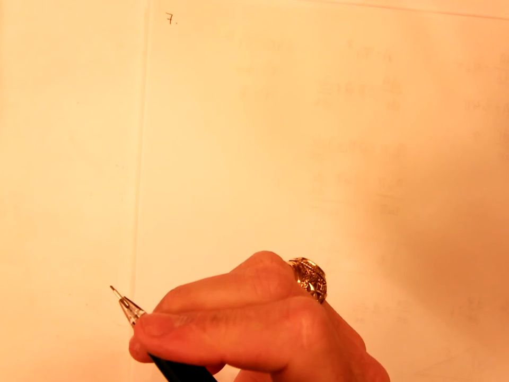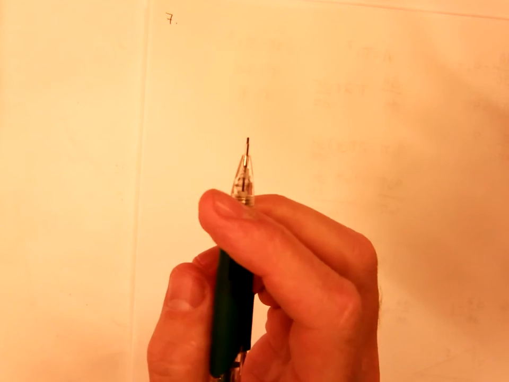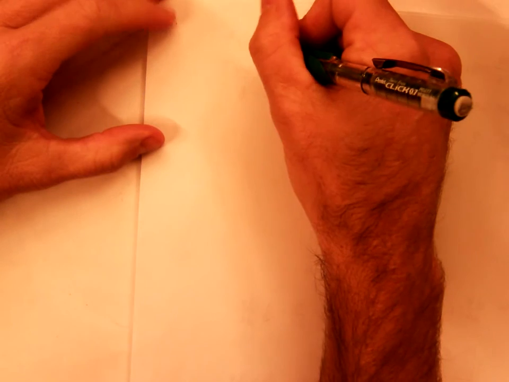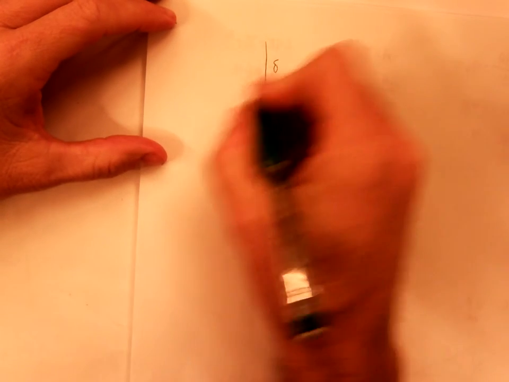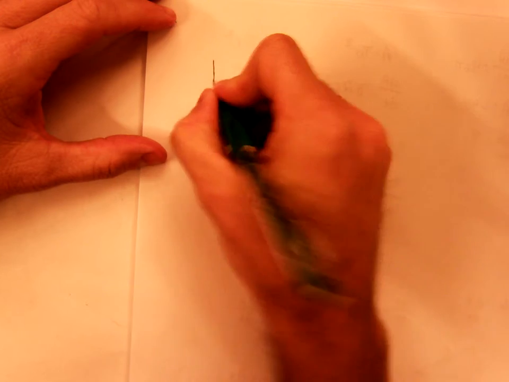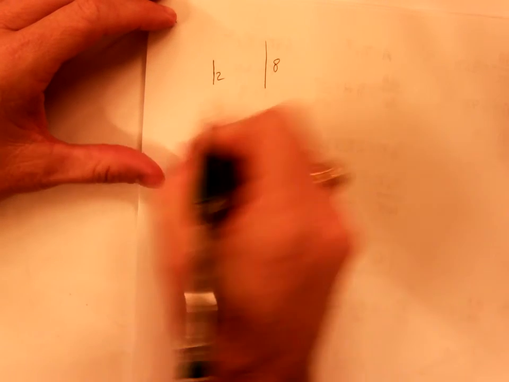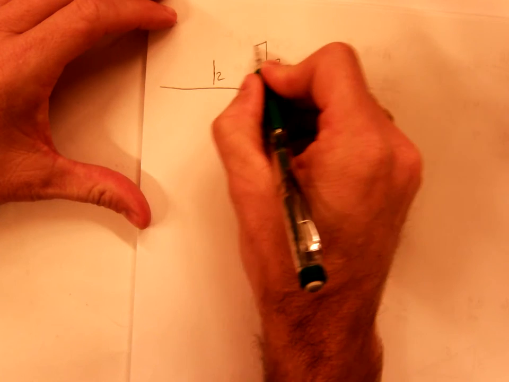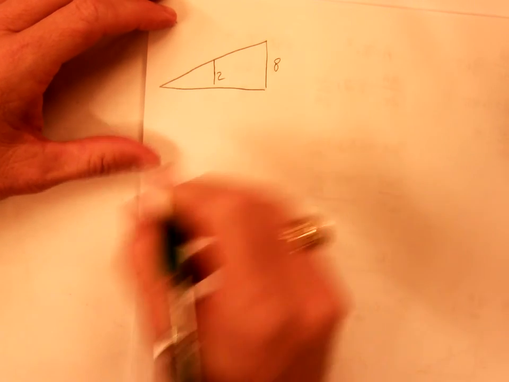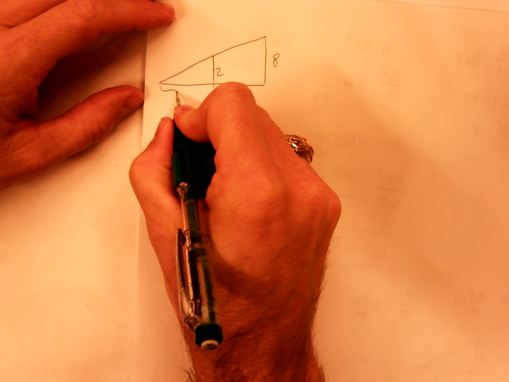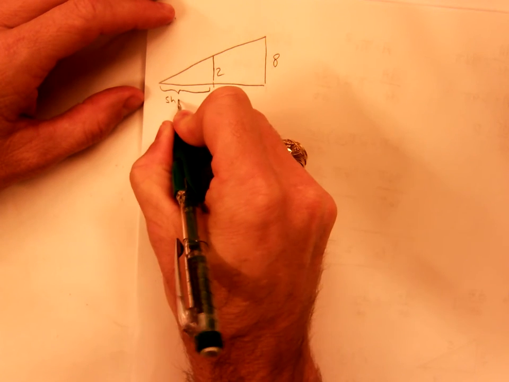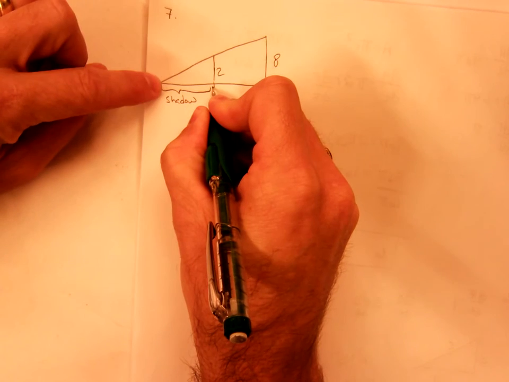A person 2 meters tall walks directly away from a street light that is 8 meters above the ground. If the person is walking at a constant rate and the person's shadow is lengthening at a rate of 4/9 meters per second, at what rate in meters per second is the person walking? All right, so let's draw a picture. That's 8. That's 2. It's going to be a triangle inside of a triangle. Okay. This area right here is the shadow. And that area right there is increasing at 4/9.